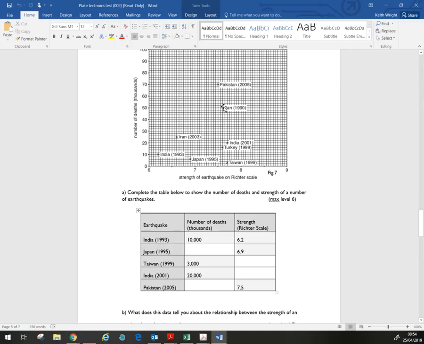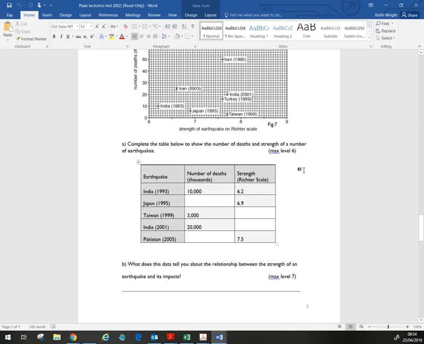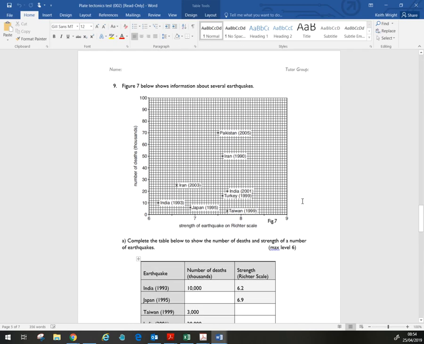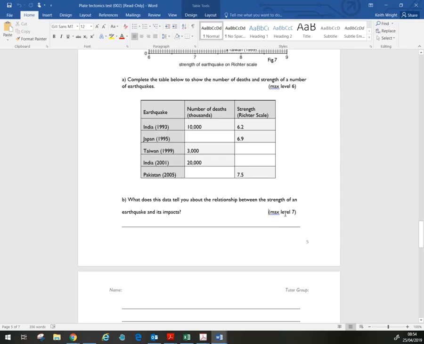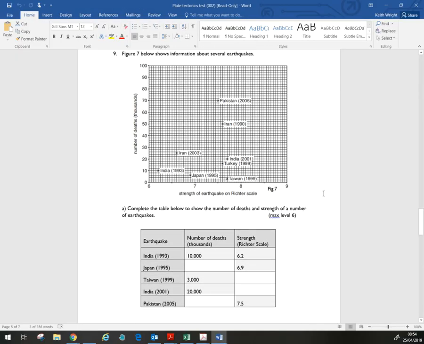So you look at Pakistan and Iran, they're fairly high on the Richter scale and fairly high numbers of deaths. But then when you look at places like Japan and Taiwan, we can see that high on the Richter scale essentially has caused very low levels of deaths. So in describing that relationship, it's basically saying that, and if you applied your knowledge here to really do well, to get a level 7, you'd have to link it to the level of economic development.